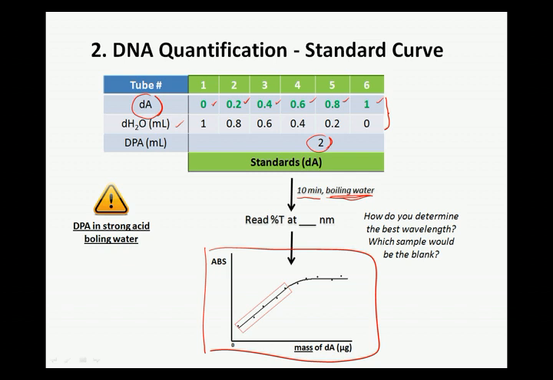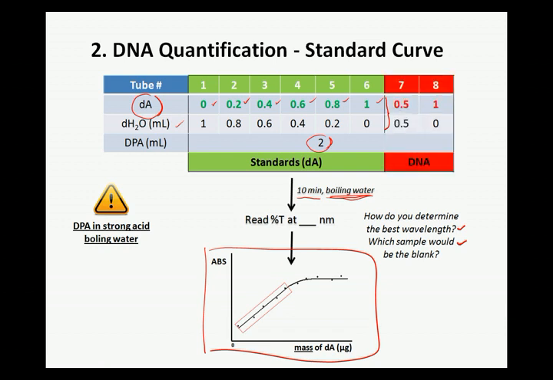So first question I have for you: how do you figure out the best wavelength for these samples? All of this information is in your procedure, so I will not discuss it here. Read the procedure and you figure out how to do that. Second question I have for you, and again, I will not give you the answer, but I get you started on thinking about it: which sample will be the blank in this case? Think about the definition of blank, which we went through several times throughout the semester.